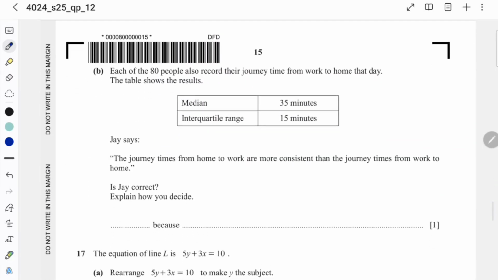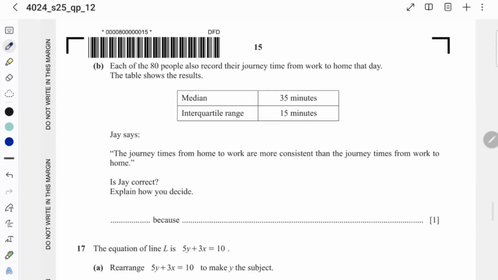Okay, now it's part B. In part B of this question, each of the 80 people also recorded their journey time from work to home that day. They also calculated that the median is 35 minutes and the interquartile range is 15. In the previous one, the interquartile range was 10. J says the journey times from home to work are more consistent than the journey times from work to home.